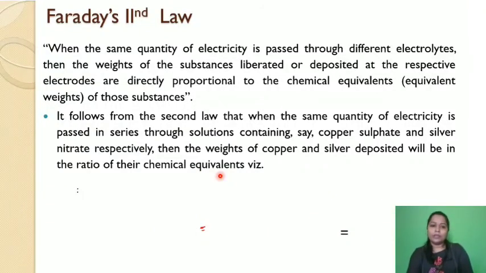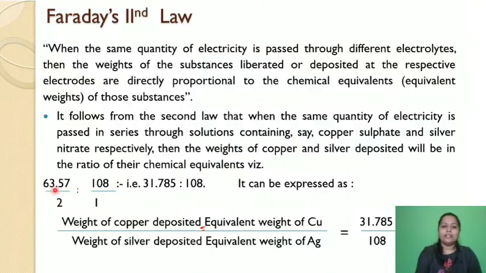How much copper and silver is deposited depends upon their chemical equivalents. Here 63.57 upon 2 is the equivalent weight of copper, and 108 upon 1 is the equivalent weight of silver. Equivalent weight can be calculated using molecular weight divided by charge. So we get a ratio of 31.785 to 108, the ratio of chemical equivalents of copper and silver.